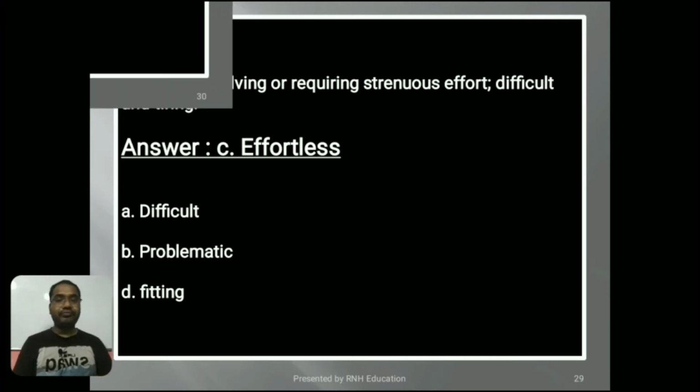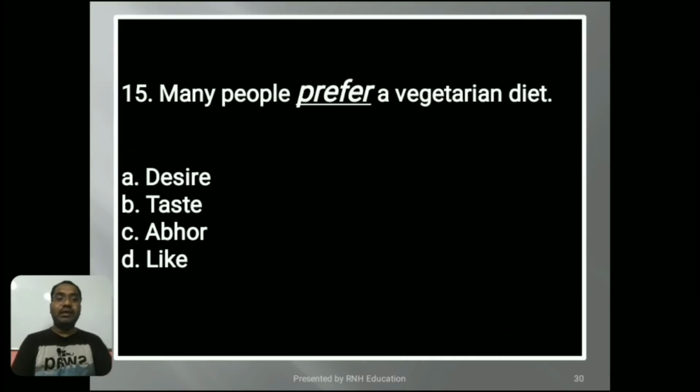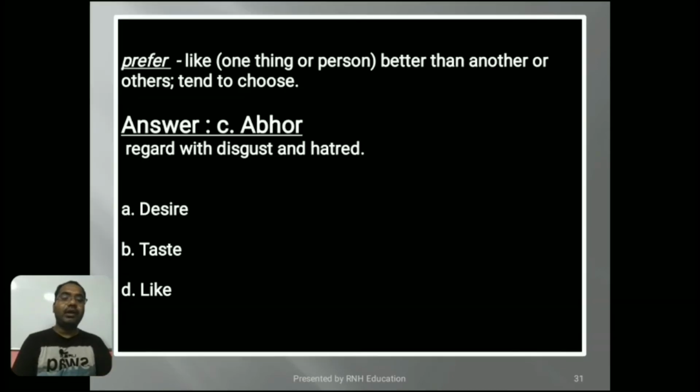Going to the next question, that is question number 15. Many people prefer a vegetarian diet. The word is prefer. Okay, and the options are A, desire, B, taste, C, abhor, and D, like. Now check the solution. At first, take the word prefer. What does it mean? Actually, prefer means like one thing or person better than another or others. That means like better than another or others, that is called prefer. Okay, that is tend to choose.